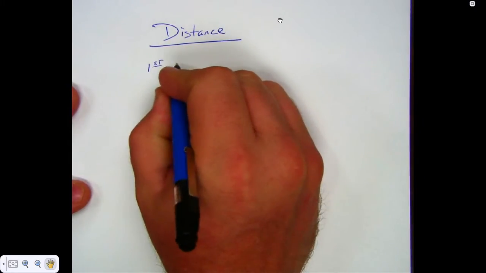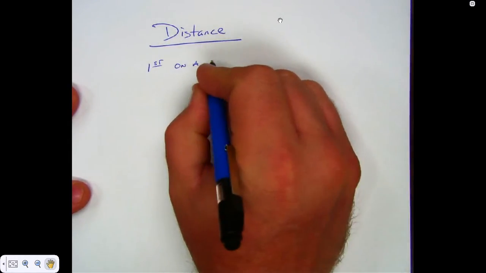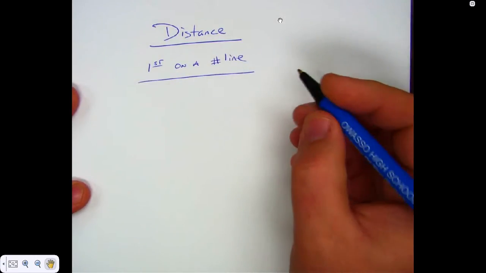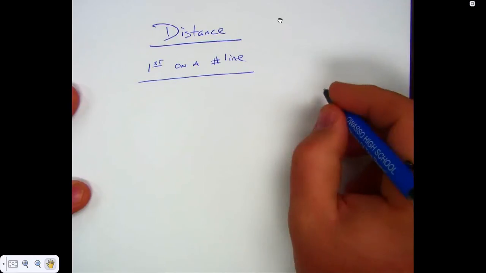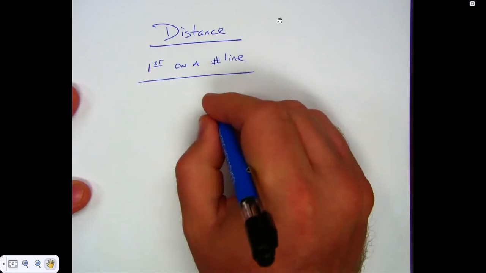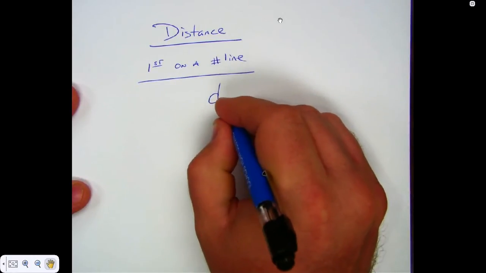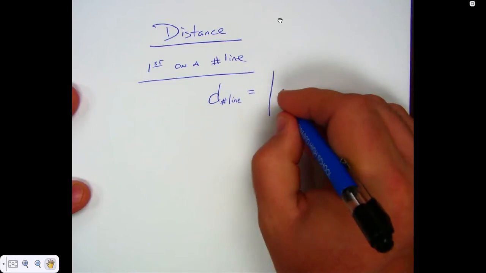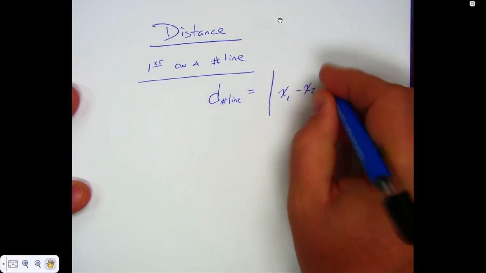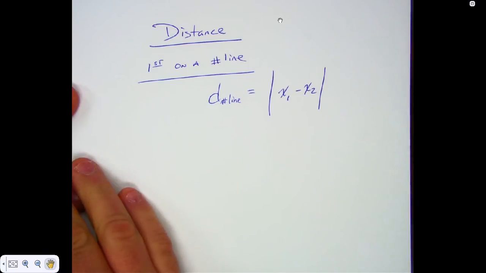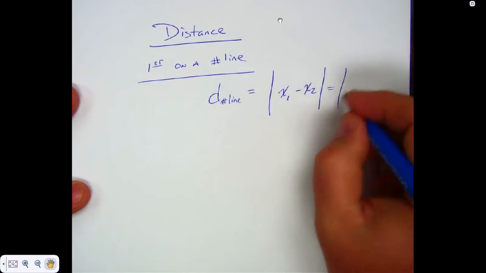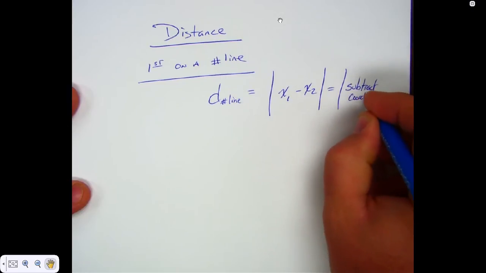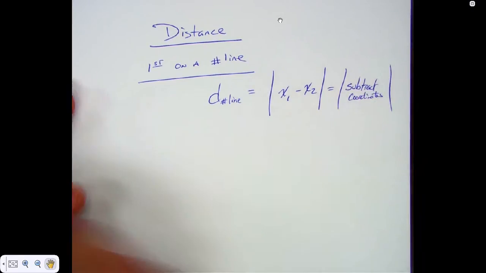First, we have to talk about the distance on a what? Number line. And on a number line, you just have one x-coordinate, don't you? Is equal to, here's your formula, the absolute value of x1 minus x2. In other words, the absolute value of subtract the coordinates, right?